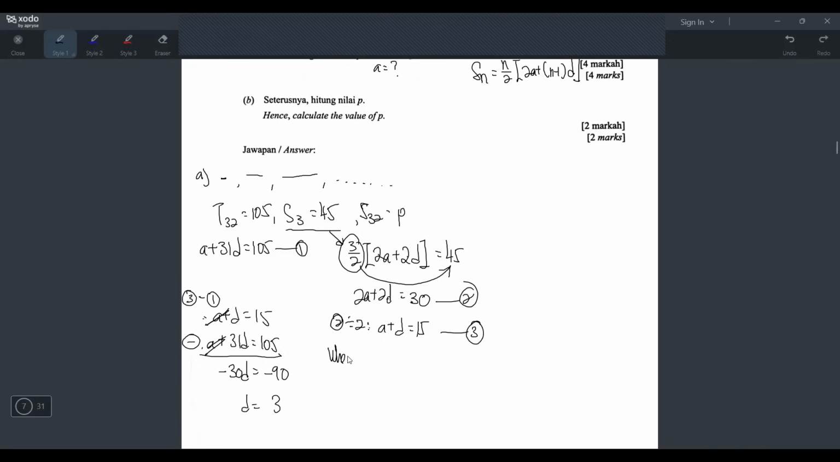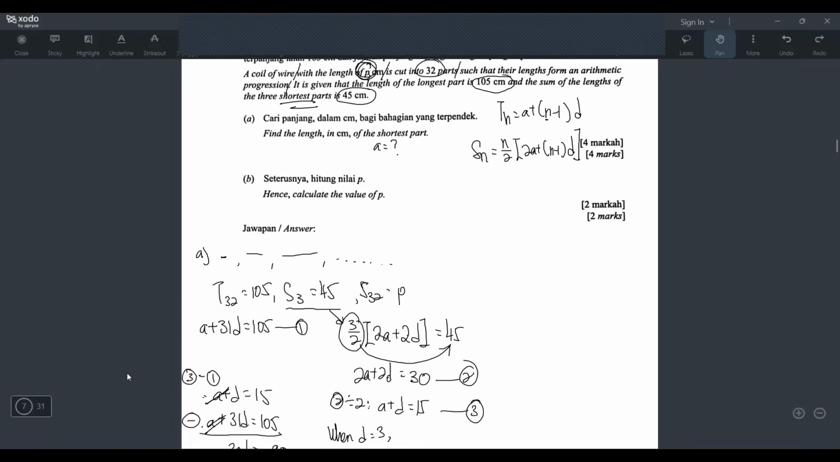And now when D equals to 3, now you can sub inside this equation. A plus D equals 15, but your D is 3. So A equals 15 minus 3, 12. So this is your correct answer. Okay, so when you find out the D, you can sub inside any equation you want. Equation 1 pun boleh, 2 pun boleh, 3 pun boleh, right? To find the A.